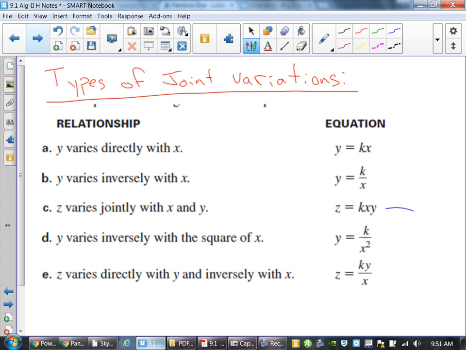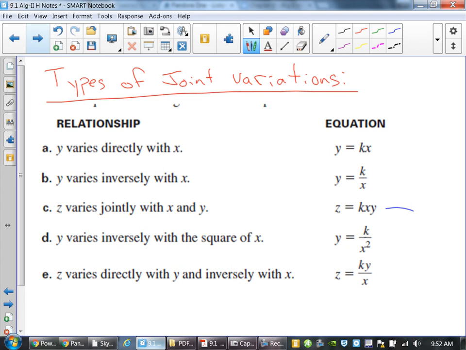Then you have the next one. Y varies inversely with the square of x. Well, basically, think of it this way. We know there's an inverse variation, so it's got to be y equals k divided by something. Well, what are you dividing it by? X squared, the square of x. Okay. So some of these things can be wordy, if you will, as you start to read through them.